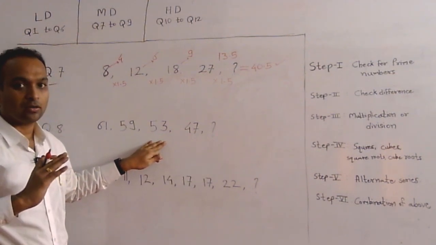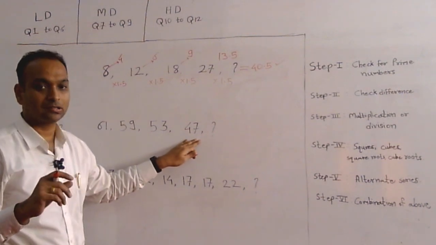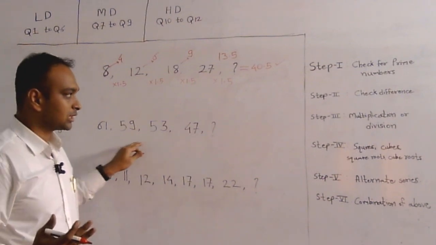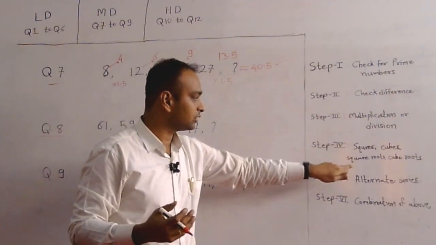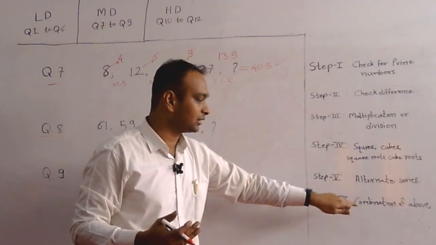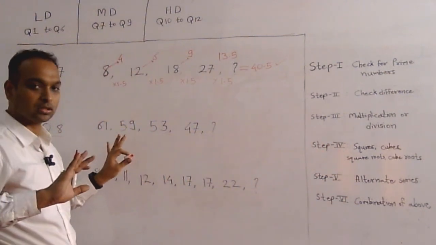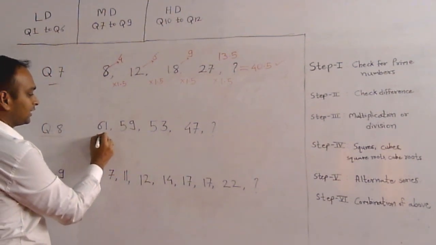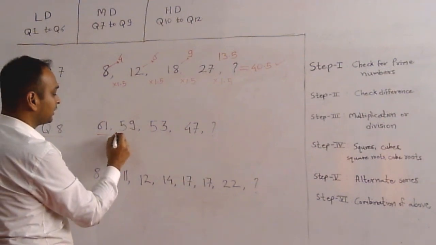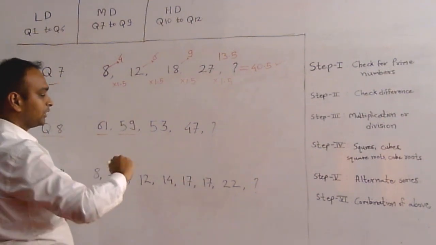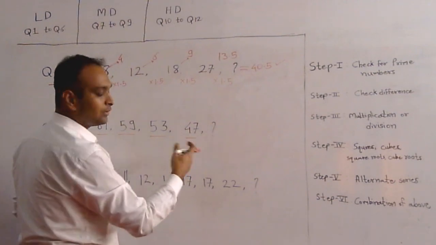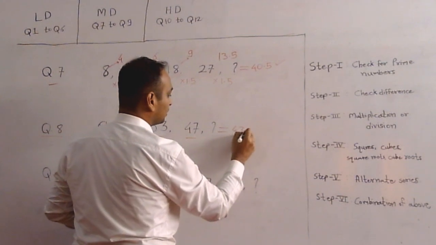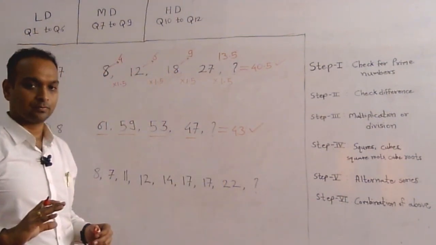And one thing you can always remember, if you have all prime numbers in your series, then obviously any logic like differences, multiplication, division, squares, cubes, or alternate series and such things will not work. Only and only prime number logic will work here. So 61 is a prime number, previous to that, 59 is the prime number, previous to that, 53, and before that, 47. So before 47, we have a prime number 43, and that must be the right answer.